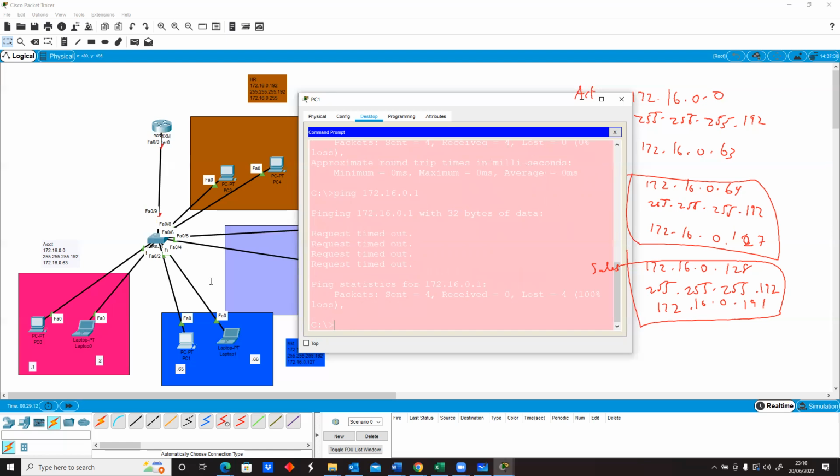But like I said, the idea is for us to be able to communicate within our subnet, not outside our subnet. That's what our focus is for this particular one.